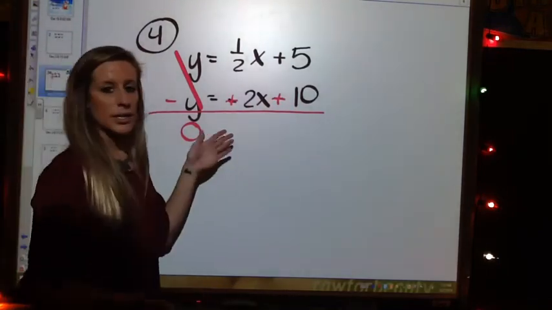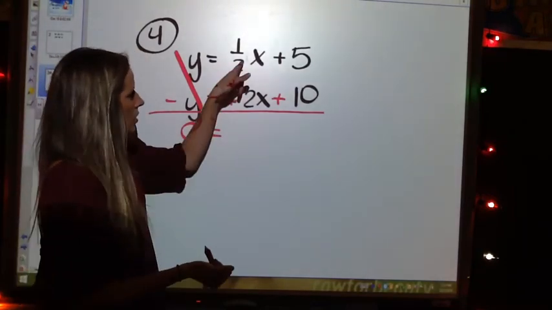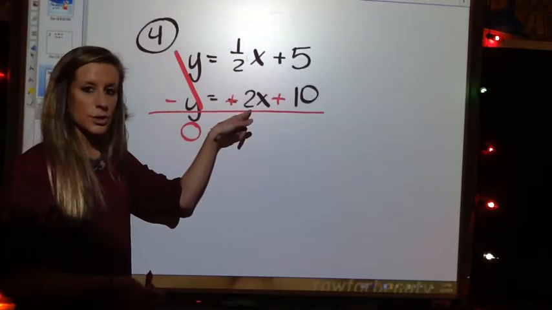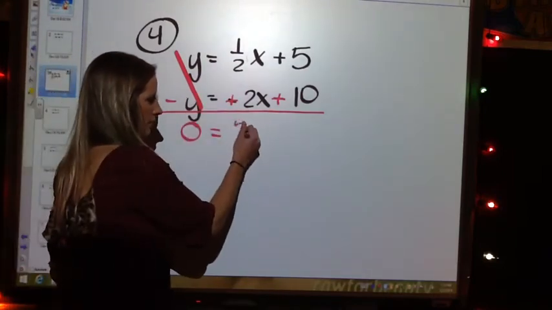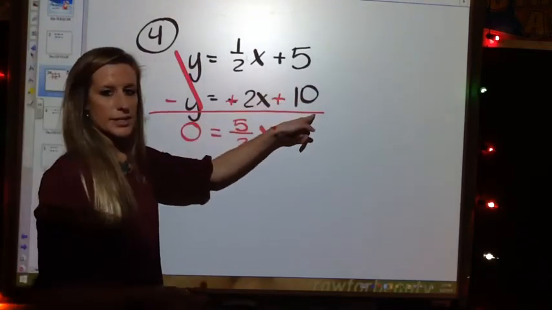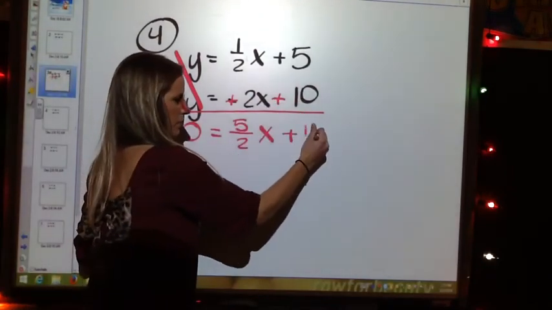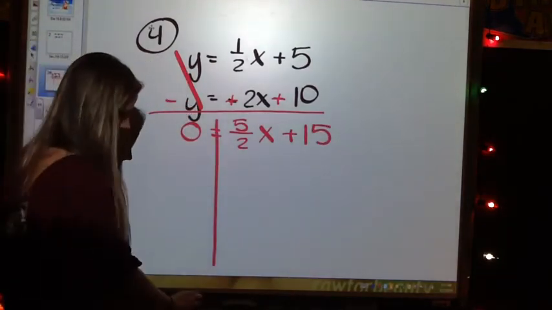Okay, so now we're going to combine like terms. Our equal sign comes down. 1/2 x plus 2x. 1/2 plus 2 is 5/2. So 5/2 x. 5 plus 10 is 15. So plus 15. And now we're going to solve for x.